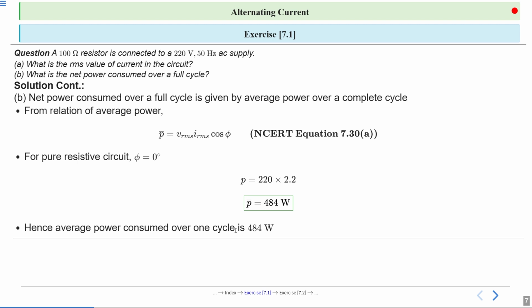So average power is dissipated across the resistor only. If there is a purely capacitive circuit or a purely inductive circuit, then the average power consumed over a full cycle will be 0.